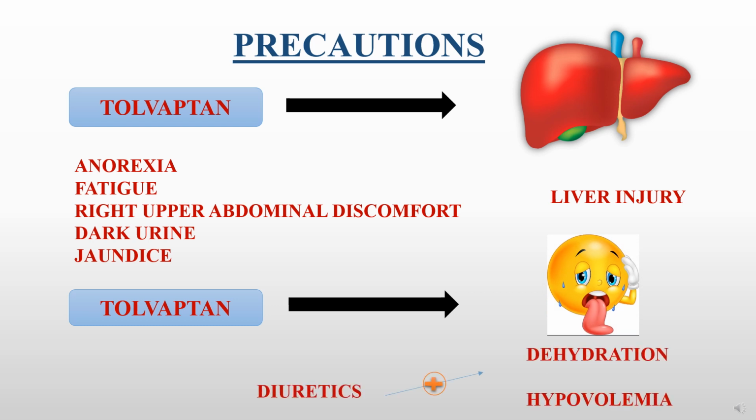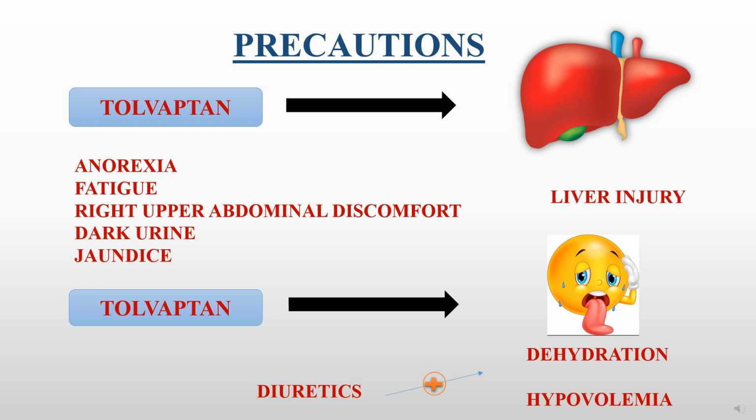Similarly, it can also cause liver injury when this drug is used for a long term. There will be symptoms like anorexia, which means loss of appetite, fatigue, right upper abdominal pain, dark color urine, and jaundice. If any of these symptoms are observed in a patient, it may indicate liver injury. So care should be taken to monitor the liver functionality, and this liver injury is observed within 18 months of treatment with this drug. This may also be fatal to the patient.